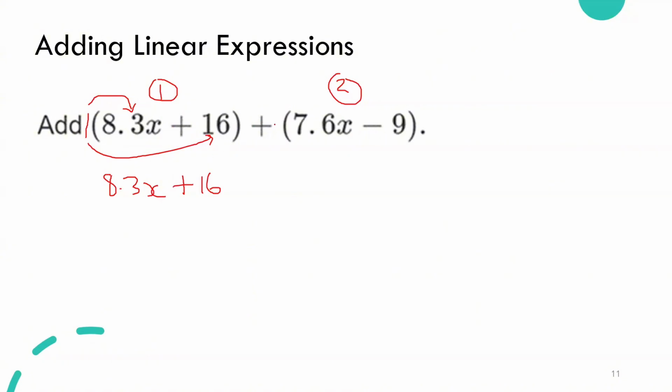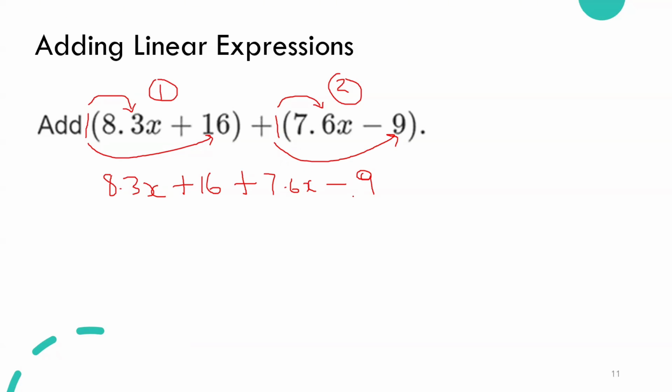Also, we need to get rid of the second parentheses here. So again, there's always an invisible one there. So I'm going to write a 1 to distribute to get rid of the parentheses. So it's going to be 1 times the first term, and positive 1 times the second term. So it is 1 times 7.6x, which is going to be positive 7.6x, and positive 1 times minus 9, which is going to be minus 9. Now that we have gotten rid of the parentheses, we can go ahead and add our terms.